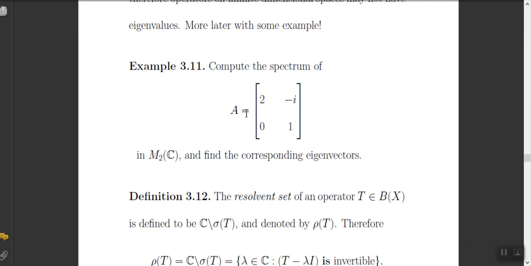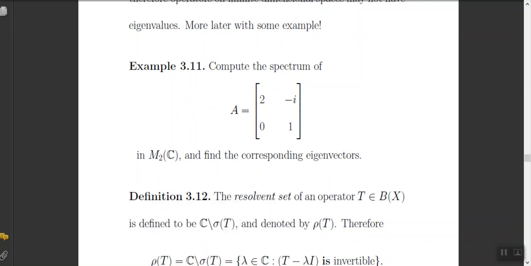Okay, so when we say compute the spectrum of A, this simply means the set of eigenvalues of A, because A corresponds to a bounded linear operator T on C2, and the spectrum of that T is nothing but the set of the eigenvalues of A.